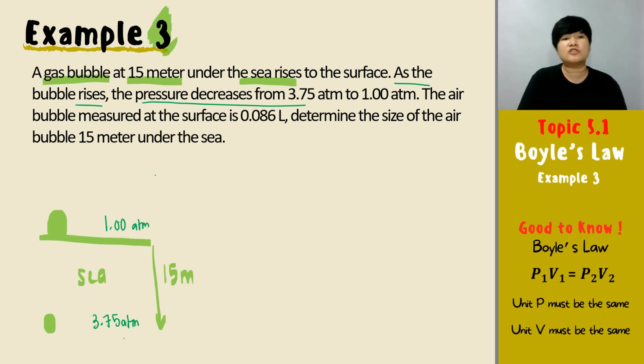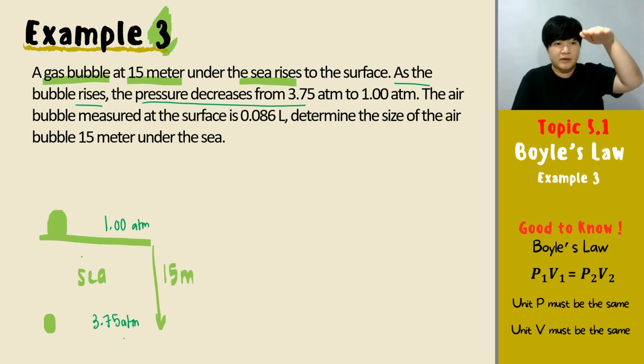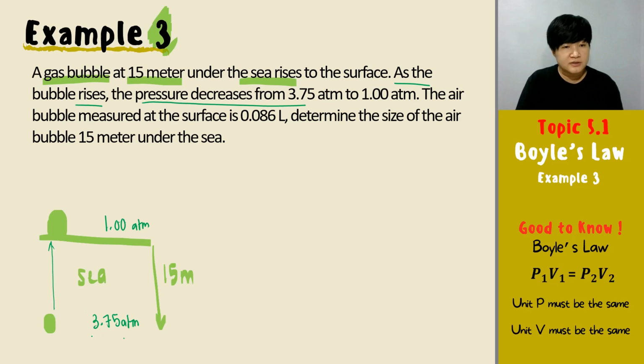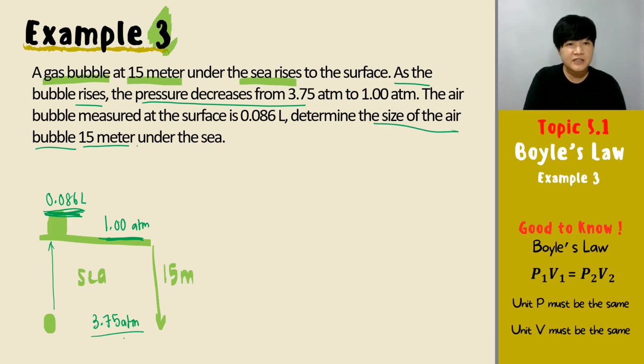Okay? Because when the air bubble rises, when the air bubble moves up to the surface, the pressure decreases. So 3.75 atm is at the bottom of the sea. 1 atm is at the surface of the sea. Okay? The air bubble measured at the surface is 0.086 liter. So at the surface, the bubble has this volume at this pressure. So the question is asking, determine the size of the air bubble 15 meter under the sea. So I'm looking for this volume. And that is what the question is about.